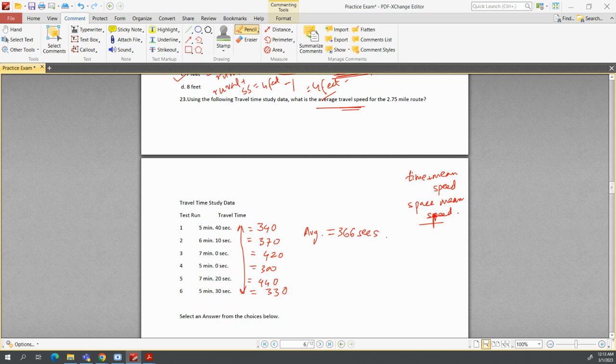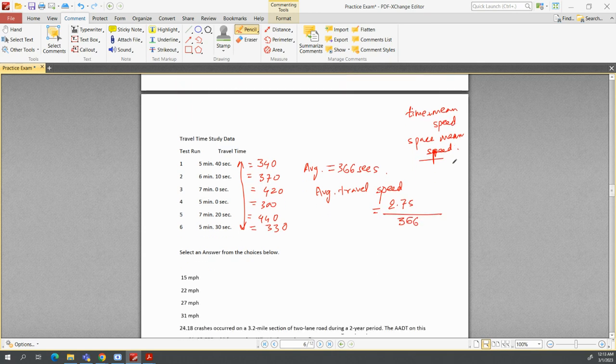Okay, so what will be the average travel speed? Average travel speed will be 2.75 miles divided by 366 seconds, but they wanted it in miles per hour, so you have to multiply it by 3600 to make it into an hour, right? And here you will get it as 27 miles per hour.